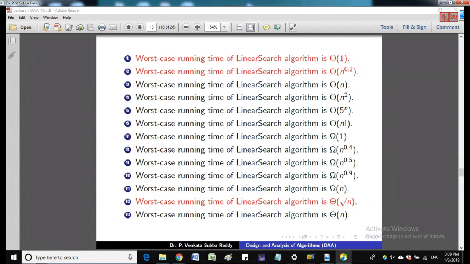Why? Because linear search is not theta of root n. Root n means n power 0.5, and the growths of n and root n are not the same. That's why it is wrong. Here it is theta of n. This is correct.